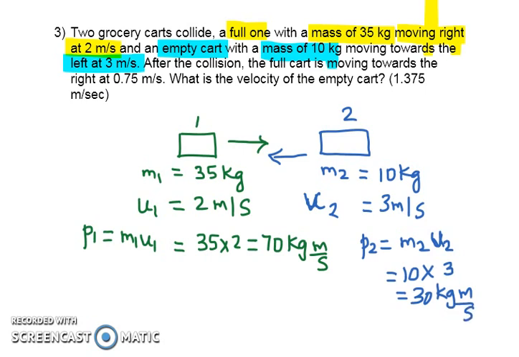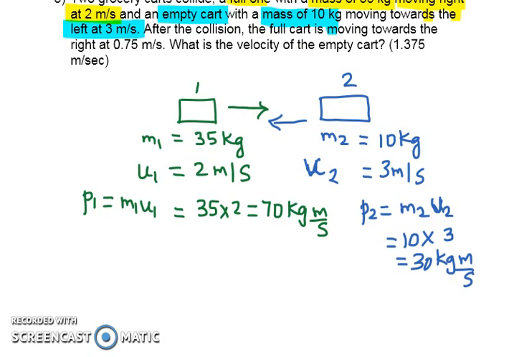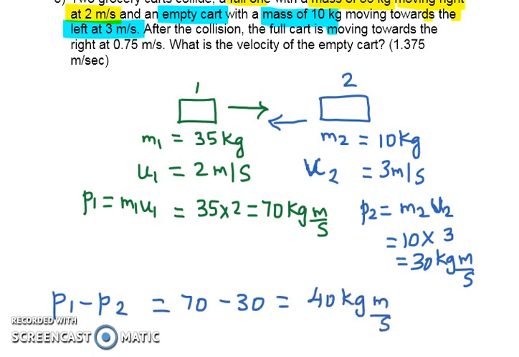The second cart is moving in the opposite direction. So the initial momentum of the system will be P1 minus P2, which is 70 minus 30, that is 40 kilogram meter per second.